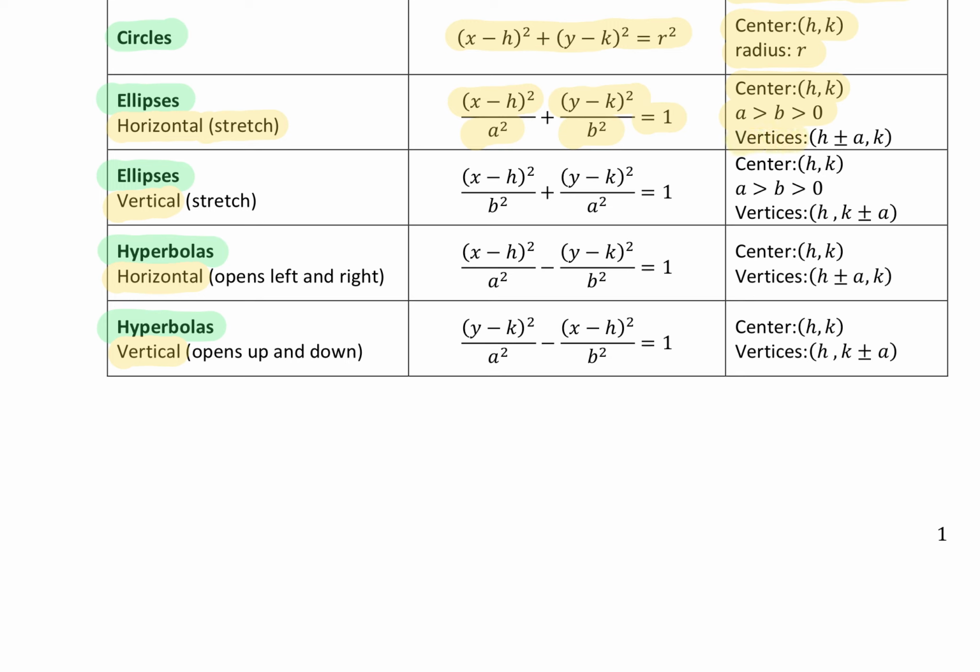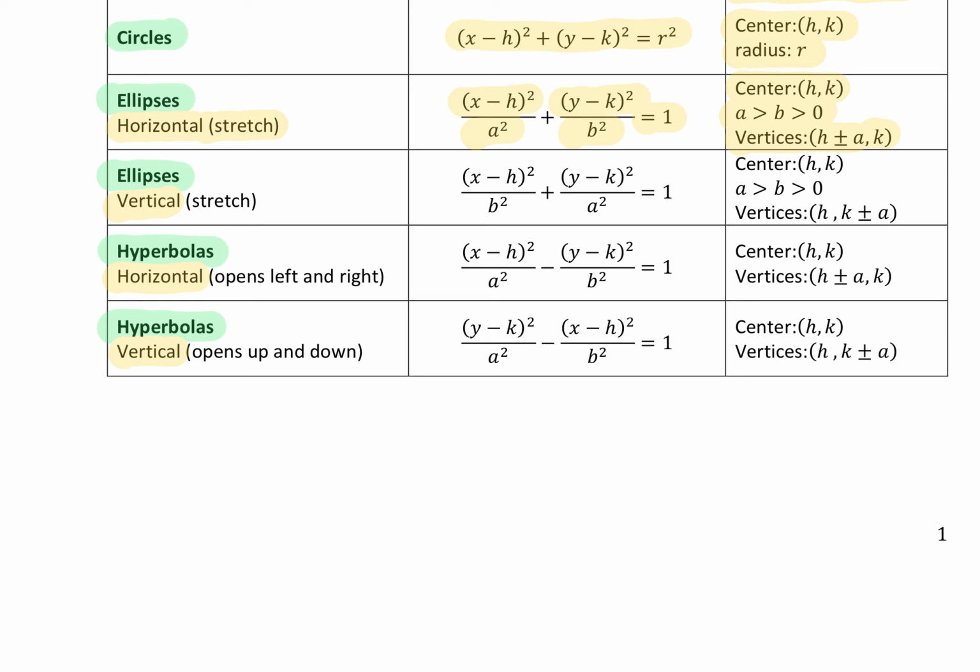So vertices. To find the vertices, since it's stretched out horizontally, or parallel to the x-axis, we're going to add and subtract the a value from the h value. So that's an x value. The k value, which is a y value, stays the same. So we're only changing the x value. And we'll look at how that applies to a graph in just a little bit. This is a little bit abstract and kind of hard to understand.